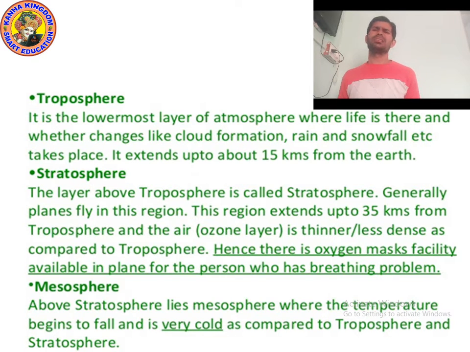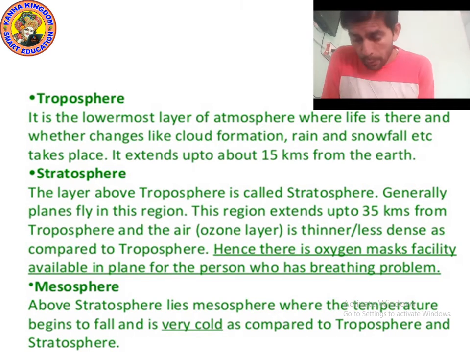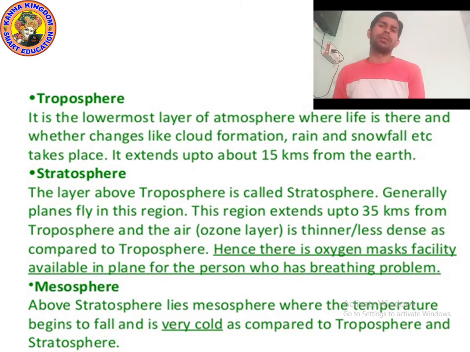Generally, planes fly in this region. This region extends up to 35 kilometers. The air is thinner, less dense as compared to the troposphere. I hope you understood. Now, let's talk about mesosphere.